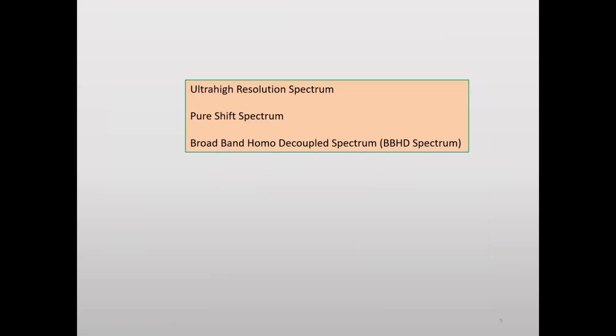There are 3 terms used in this literature: ultra high resolution spectrum, pure shift proton spectrum, or broadband homodecoupled spectrum, or BBHD spectrum. All these 3 terms that I'll be using have more or less the same meaning.